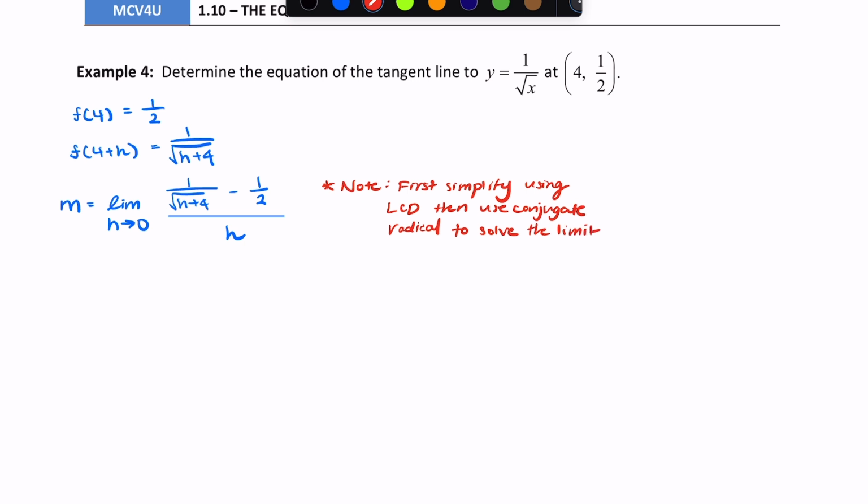Okay, so here we see that our lowest common denominator will be 2 square root h plus 4. So here we want to multiply this by 2 and multiply this by square root h plus 4. So what we'll be left with here is m is equal to the limit as h approaches 0 of 2 minus square root h plus 4 over 2h square root h plus 4.